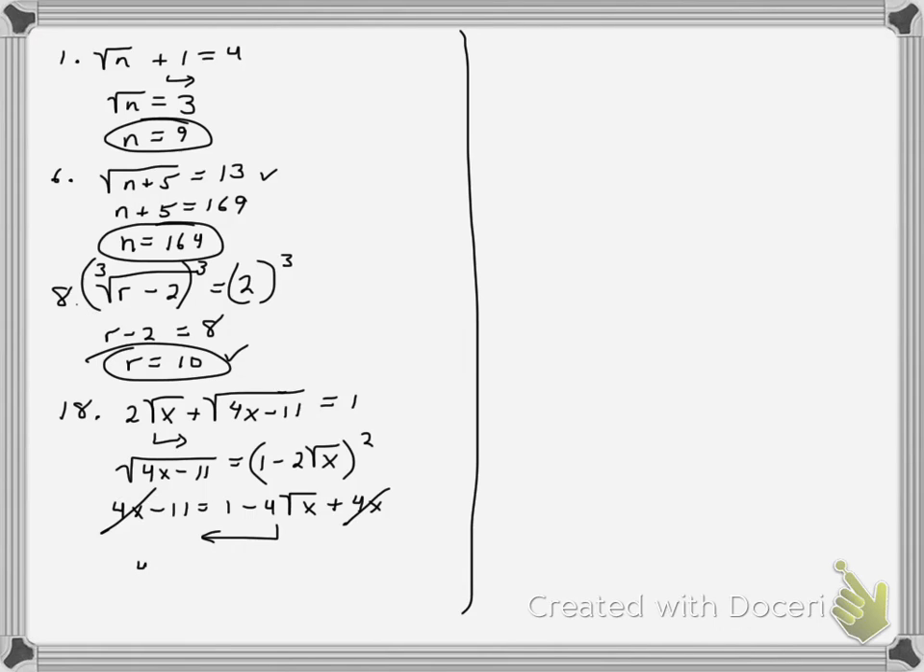We'll take this to the left. We'll get 4 square root of x. And we'll add 11, you'll get 12. Divide by 4. And you'll get square root of x equals 3, square both sides, x equals 9. Now go back and check. 2 times the square root of 9, 2 times 3 is 6, plus 9 times 4 is 36. That'd be 36, 25. That'd be 5. Does that equal 1? No. And so the answer to that one is no solution.